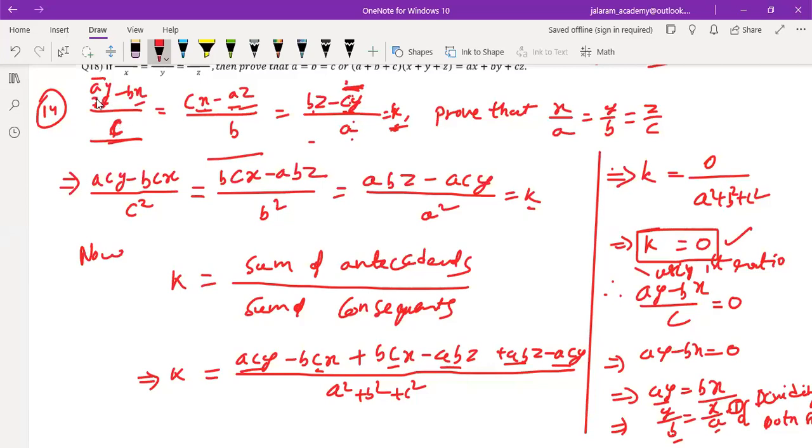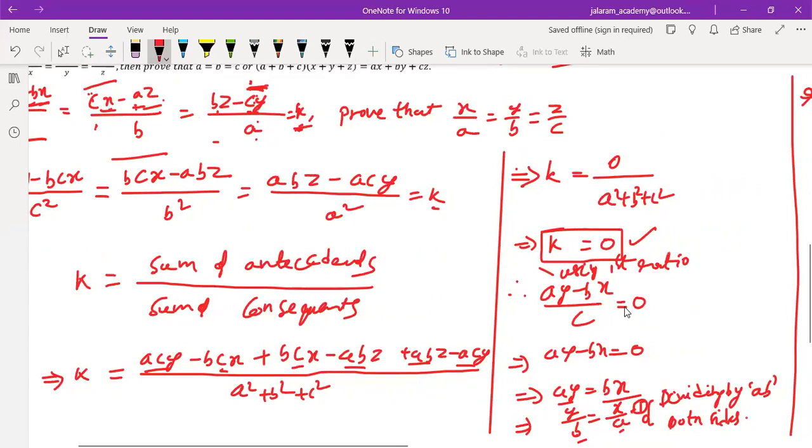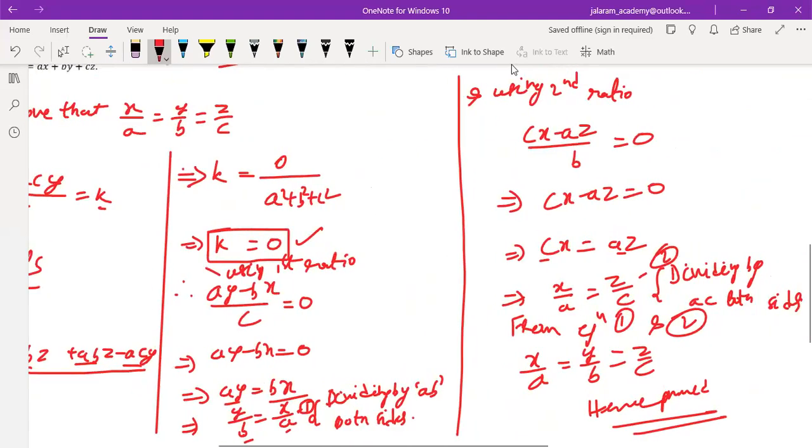Similarly, when we have multiplied the first ratio by C, the second term becomes minus BCX. To bring one more BCX, if we multiply the numerator and denominator of the second ratio by B, it becomes BCX minus ABZ, and on adding, it gives 0. So finally, we are getting what we want. Hope you must have understood it. So practice it.